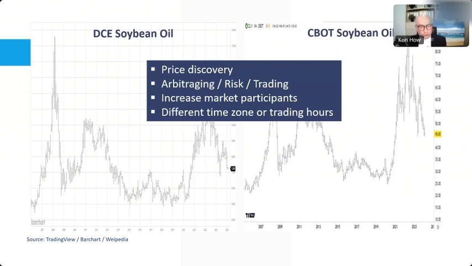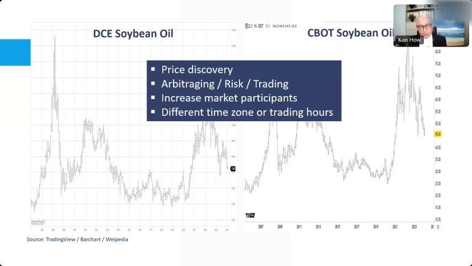The US soybean oil has a long history, and as far as my trading view can capture, it started in the 1970s. I'm going to mirror this with when DCE soybean oil started, and that was in 2006. So we can see how it mirrors between the two. Basically, when a product is listed in two exchanges, I think the most important attribute is price discovery.